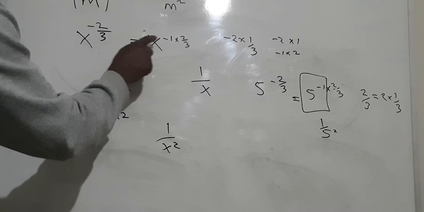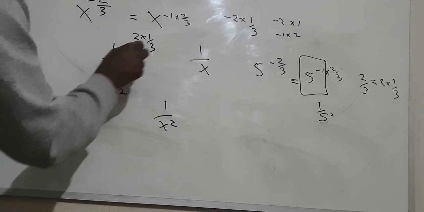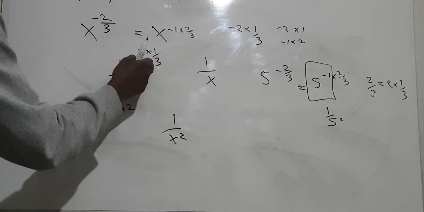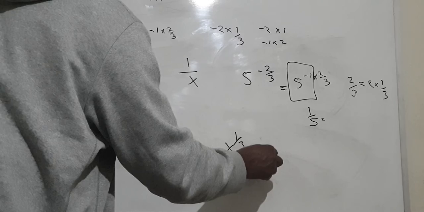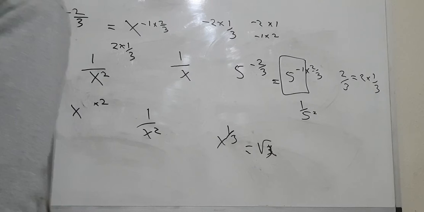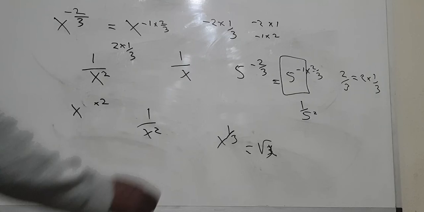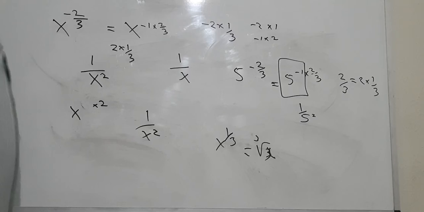over 3 itself, I can see as 2 times 1 over 3. Since we have dealt with the square part, that's here, 1 third would mean cube root. Because we said x to the power 1 third means cube root of x. Yes, cube root. X to the power 1 third means cube root of x.